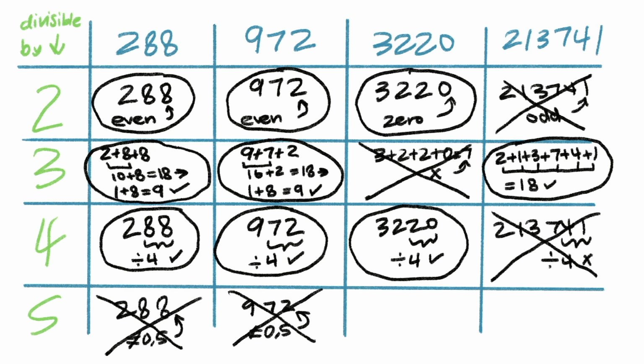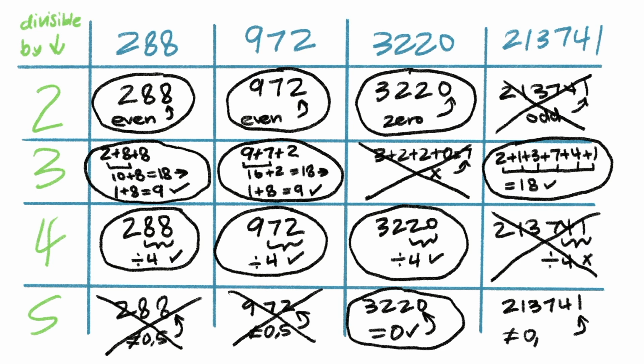But what about 3,220? Well, it ends in 0, so this one is. However, we're back to where we just started for 213,741 because the units digit is 1, which is not equal to 0 or 5.